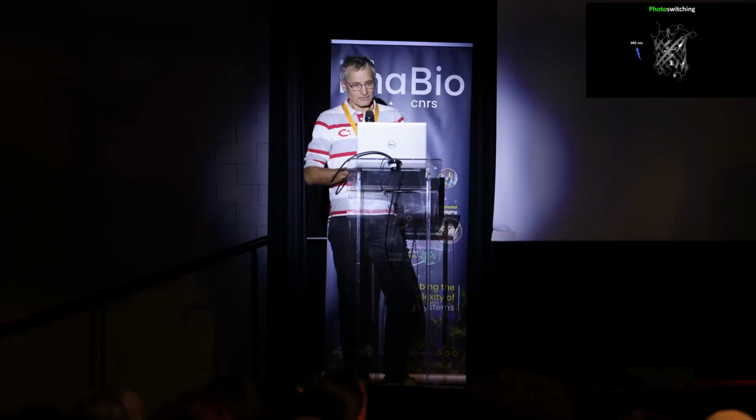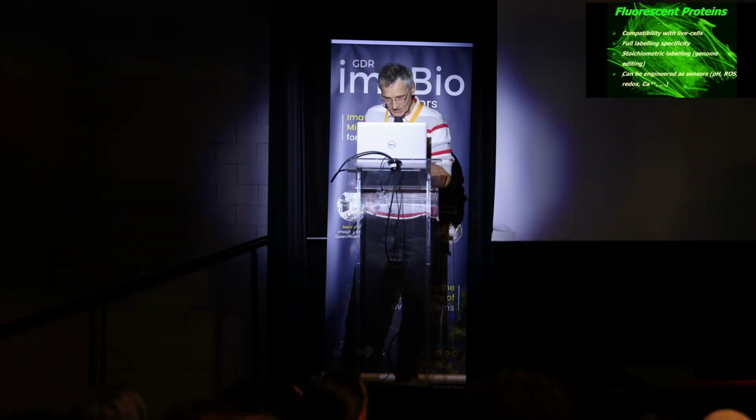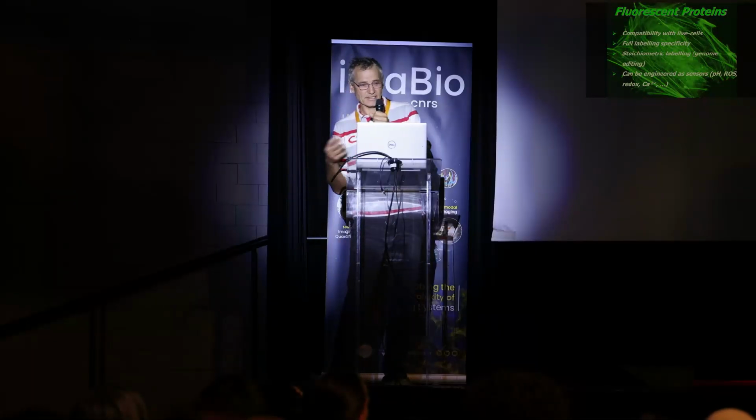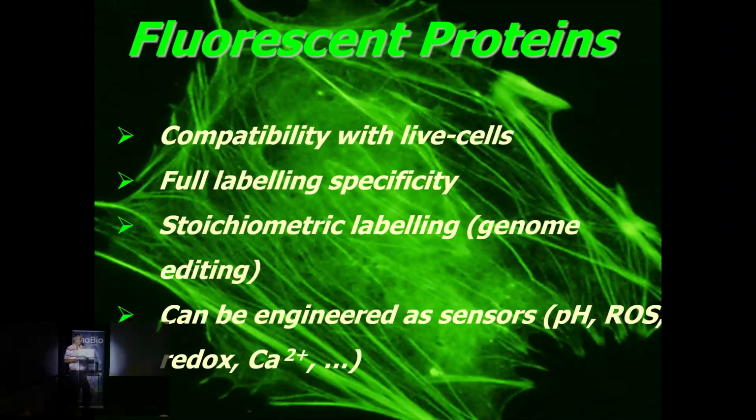So a summary for fluorescent proteins follows. You have certain advantages and certain drawbacks, and I want to draw your attention to these. The main advantage listed here is compatibility with live cells, because they are directly expressed, or by transfection they can be delivered easily into the cell.